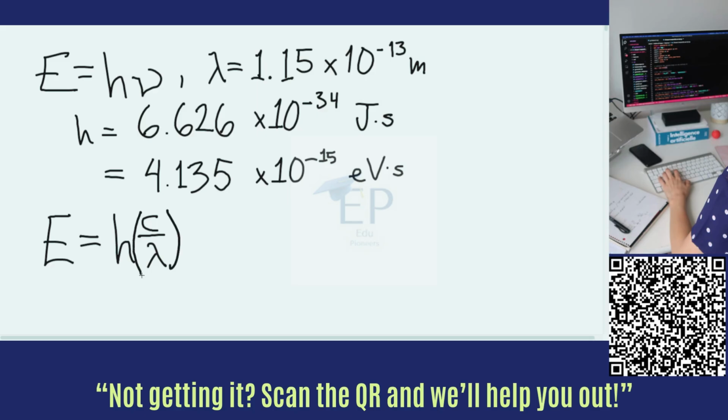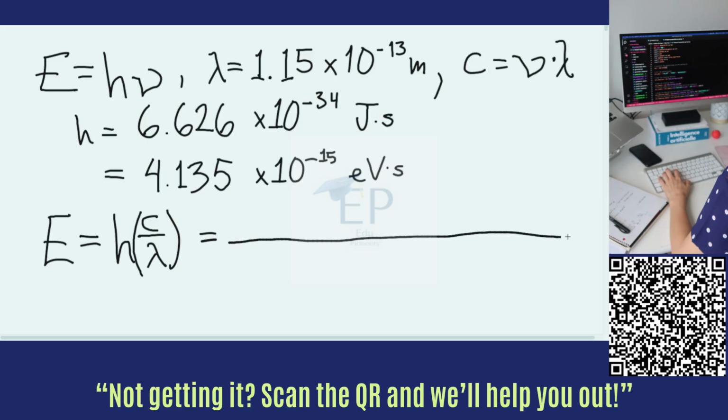Let me write it out here. c, the speed of light, is equal to the wave frequency times the wavelength. So basically, if you divide this wave speed by the wavelength, you end up with a wave frequency, which we can substitute in this equation for the energy of a photon. Doing this, we can write out this equation in full.